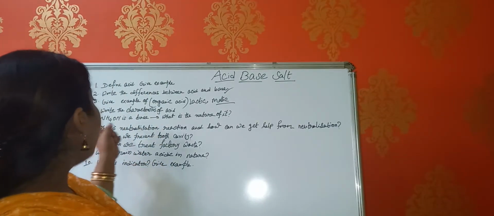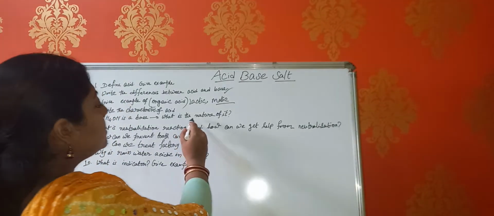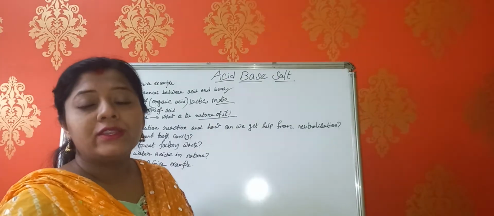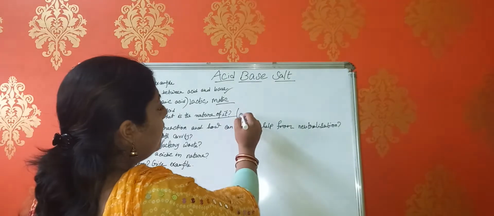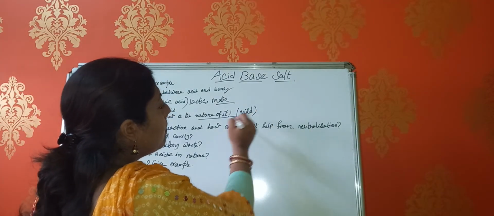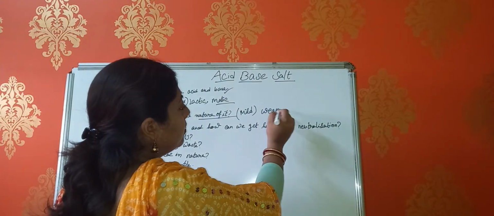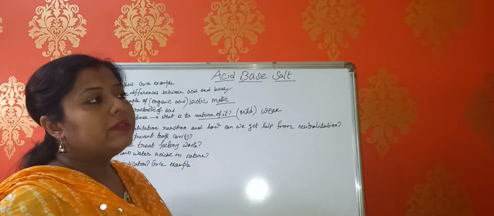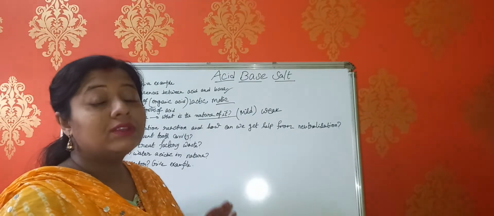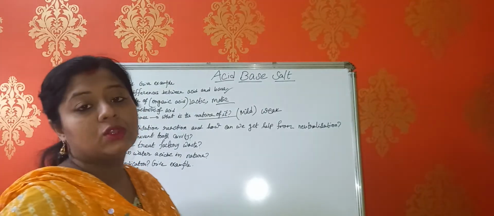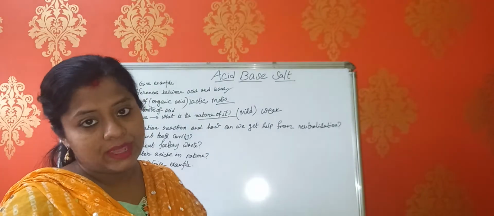Next, ammonium hydroxide is one base. What is its nature? It is a mild base, or weak base. We know that if any acid or base is mild or weak, it does not have a corrosive nature, or has less corrosive nature. So ammonium hydroxide is a weak base.